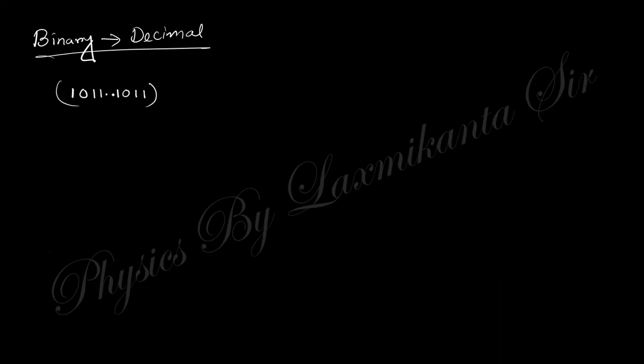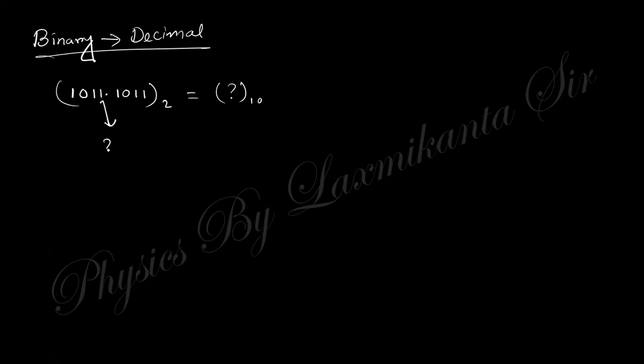Okay. So next, this was decimal to binary. Now in the reverse, we change a binary number to a decimal number. How? Take an example. Suppose this is a binary number that we need to change into a decimal number. For that, you just multiply this.